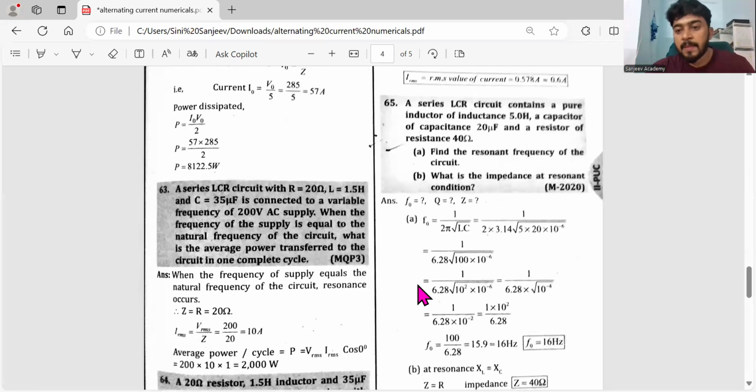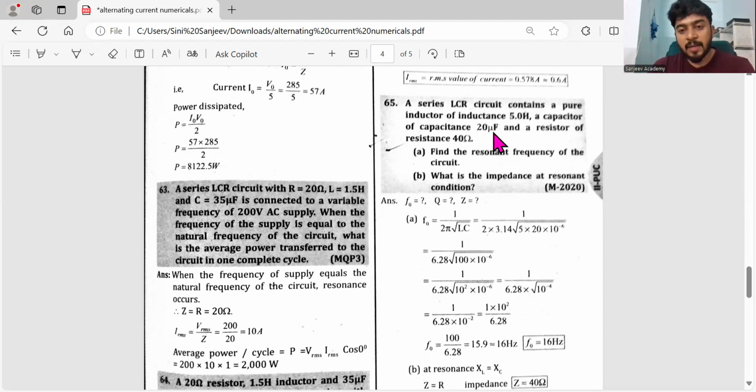65th question. A series LCR circuit contains a pure inductor of inductance 5 Henry, a capacitor of capacitance 20 microfarad, and a resistor of resistance 40 ohm. Find the resonant frequency. Resonant frequency is what? 1 by 2 pi root LC.